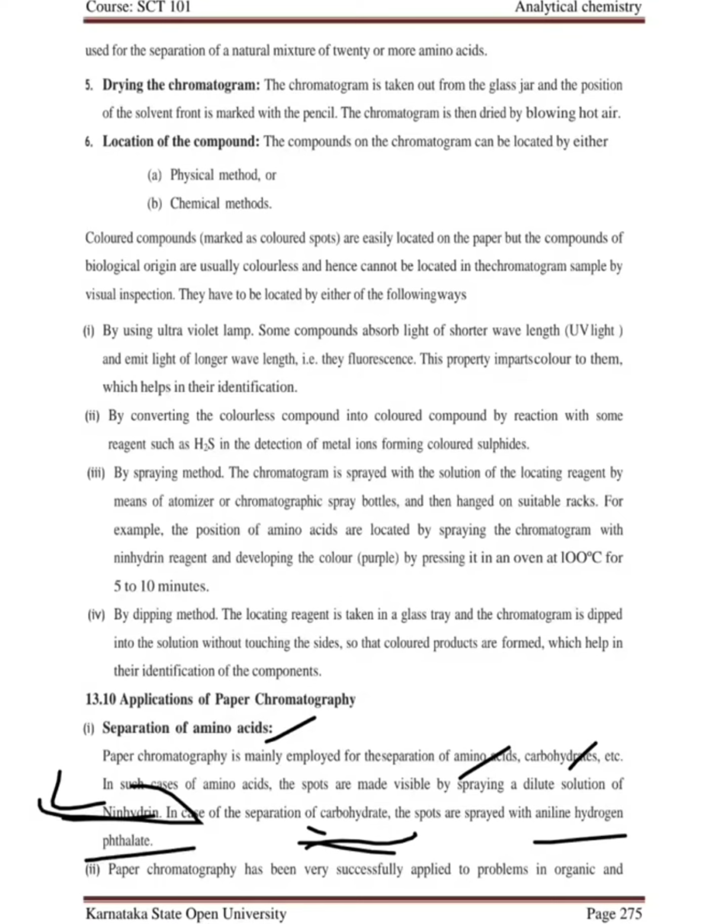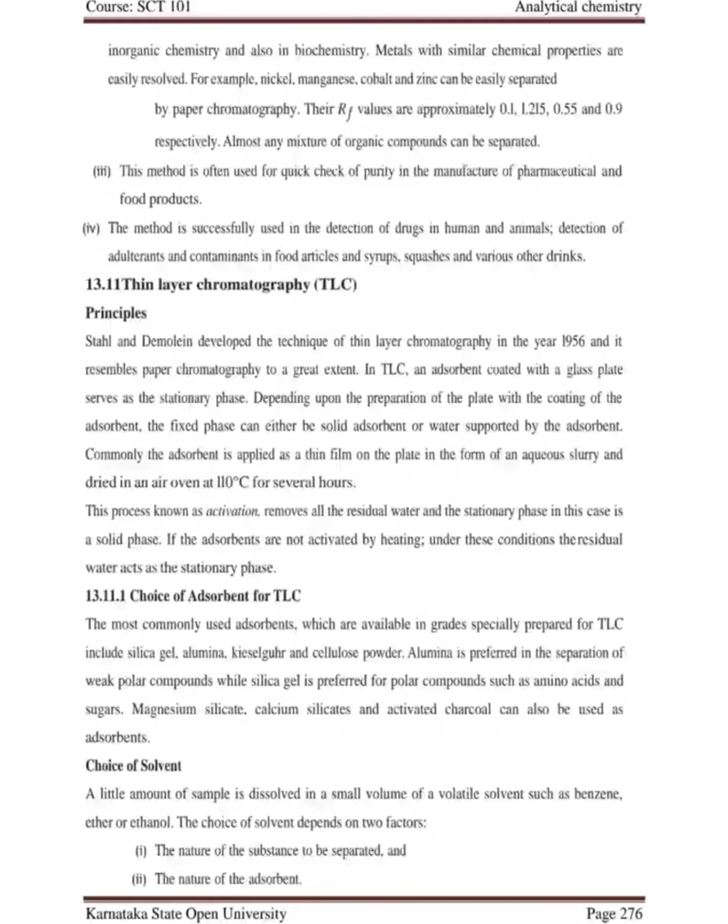In paper chromatography, some organic and some inorganic compounds can be separated, and this method can be used to check the purity of a given pharmaceutical drug or food products. Further, it can also be used for the detection of a drug present in the human body by this paper chromatographic method.